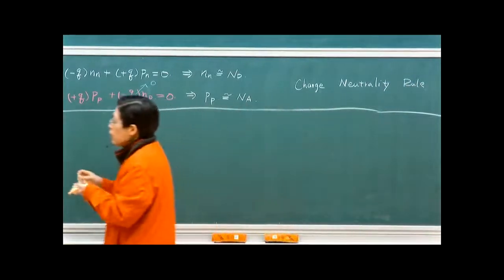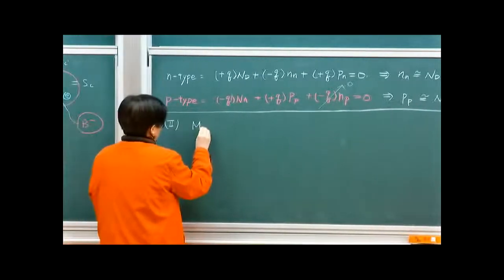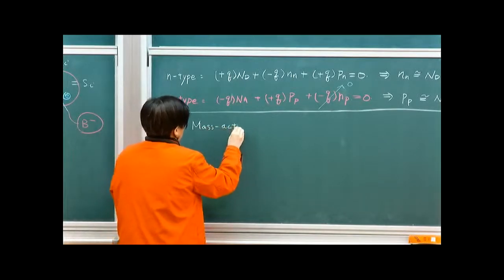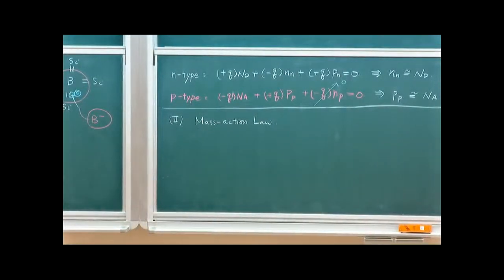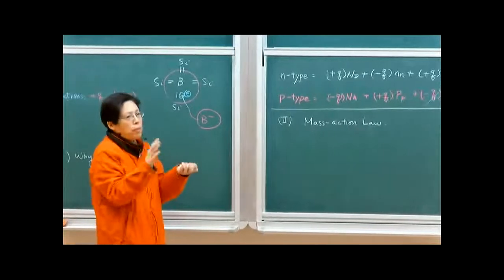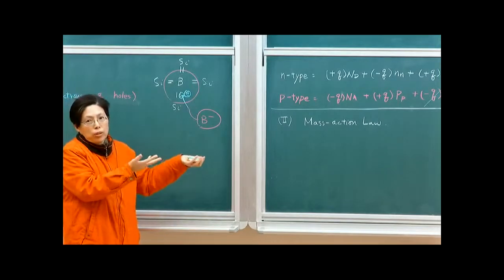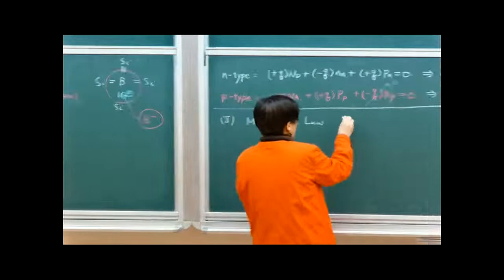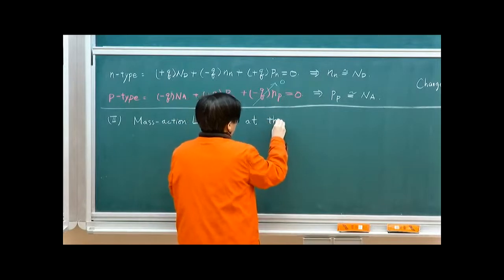The second law we're going to follow in determining carrier concentration is called the mass action law. A lot of you come up and ask me why, so I want to spend maybe 5 to 10 minutes to give a short version as to why we have this mass action law. First, let me write it down. If you don't understand the basic underlying reason of this mass action law, you should just accept it first. This is only true at what we call thermal equilibrium.